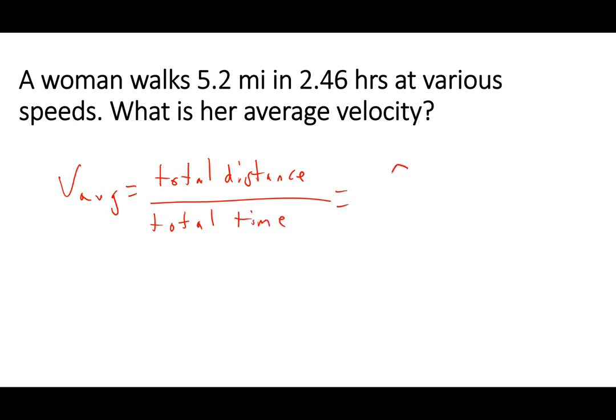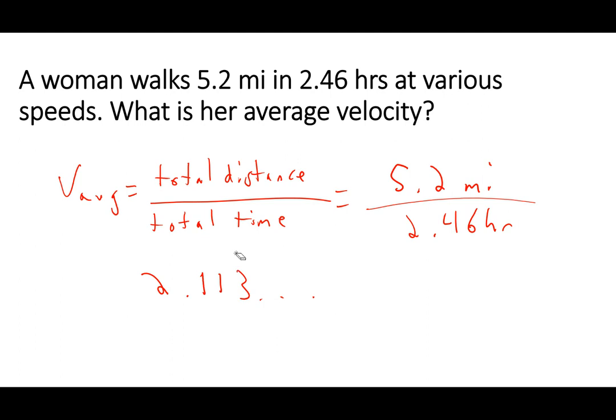Well, my total distance traveled is just 5.2 miles. I really don't care if she sped up or slowed down. My total time traveled is 2.46 hours. And so if I divide 5.2 divided by 2.46, that's 2.113 and a bunch of other numbers.